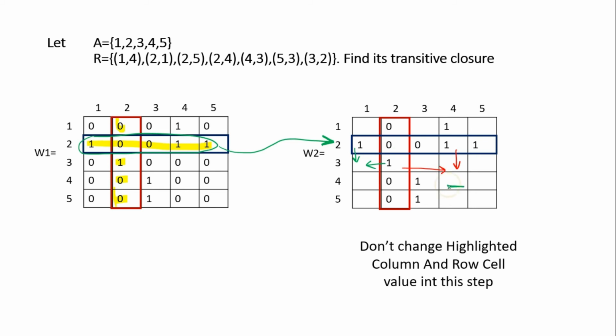For calculating this entry, I will check the corresponding highlighted row and column. If both have value 1, then my result will be 1. This will become 0. For this entry, both the corresponding highlighted row and column have 1, so this will become 1, and so on. So after calculation we get these values. This will be our Warshall set 2.